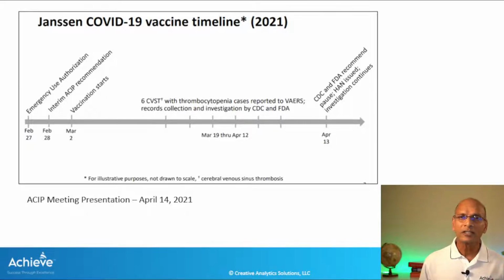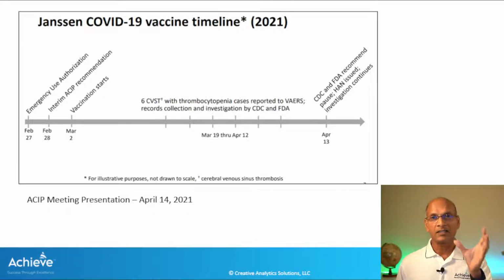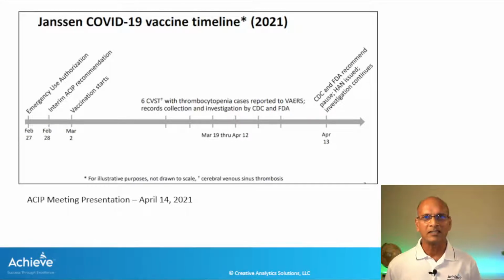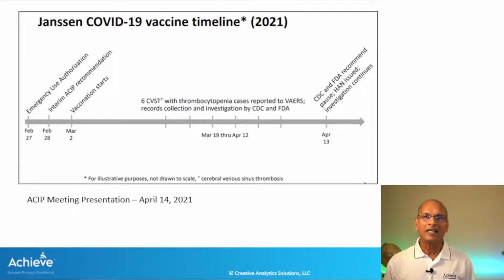So it was a signal, but imagine if we were doing trending and monitoring in a routine way where we were taking the number of events, in this case CVST with thrombocytopenia, dividing that by the number of vaccines delivered, which are millions. Our signal will be this weak. Would we be able to differentiate that signal from any other noise? And would we take the right steps with the right sense of urgency? That's the whole point of this conversation. So how did they analyze this data?